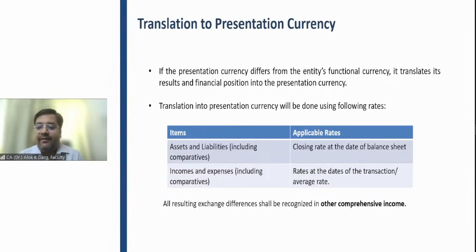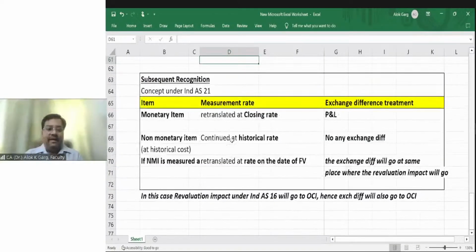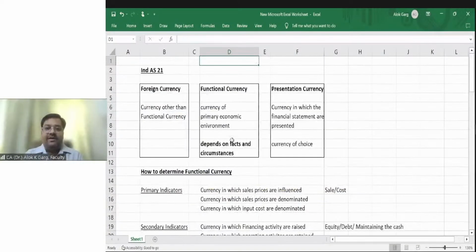So first I am covering the translation of financial statement trial balance from functional currency to presentation currency, right? Translation of own financial statement from INR to USD, the example which I have taken in case of Infosys. And I am jumping onto my Excel file. I moved on my Excel file, and this is my Excel file which I presented in the last class.